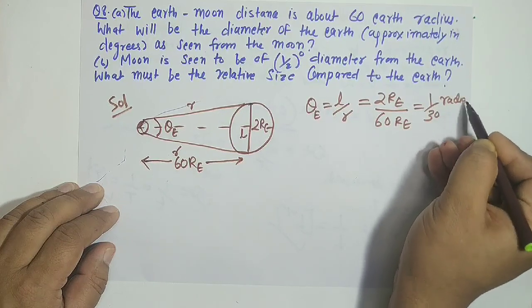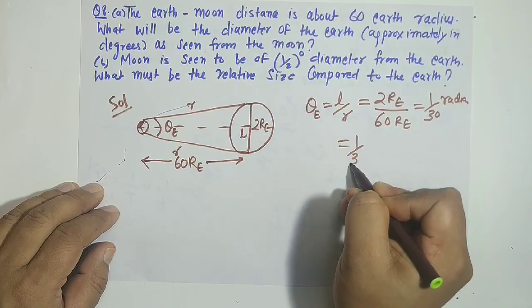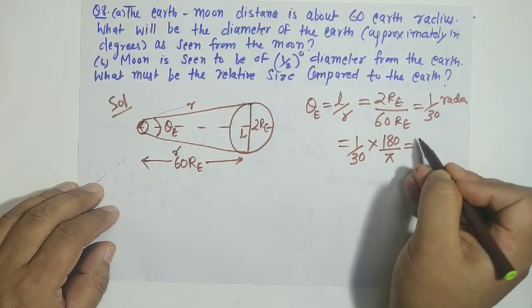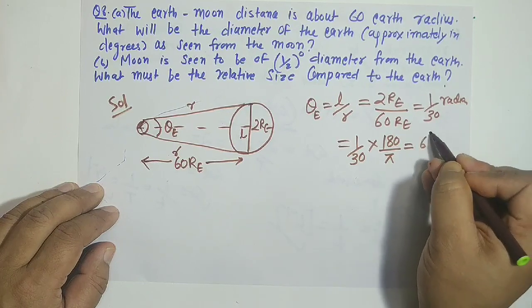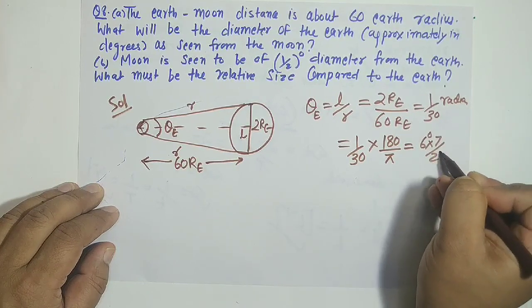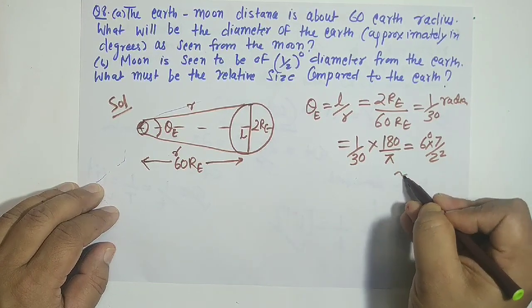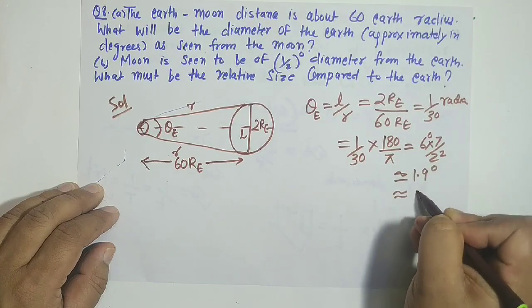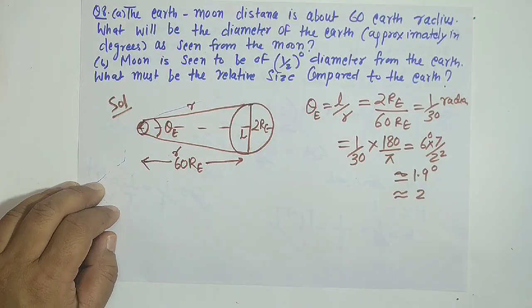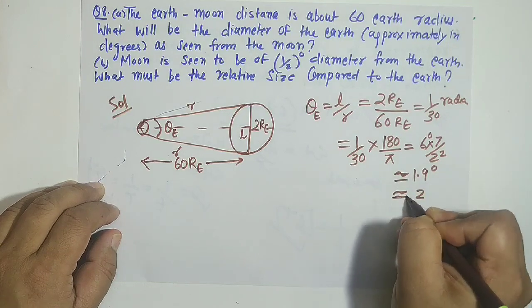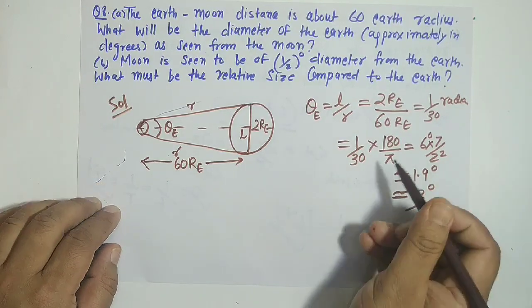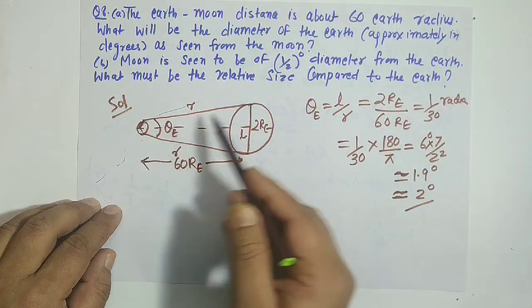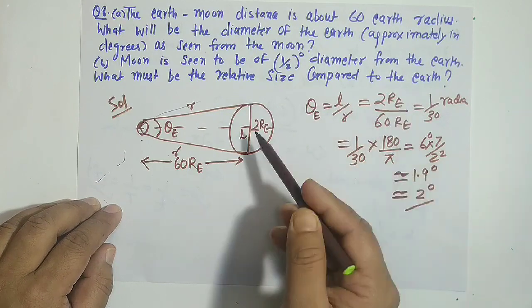Very simple calculation. So radian, I think all of you know, 1 by 30, you multiply it by 180 by pi. So calculating it, it becomes 60 degree into 7 by 22. Reciprocate it, and it comes 1.9 degree. That is nearly equal to 2. So we can make it 2 degree, rounding off. So this is the first case. Got it or not? The distance is 60 Re. We know the formula for the parallax, L by r. L will be 2 Re.